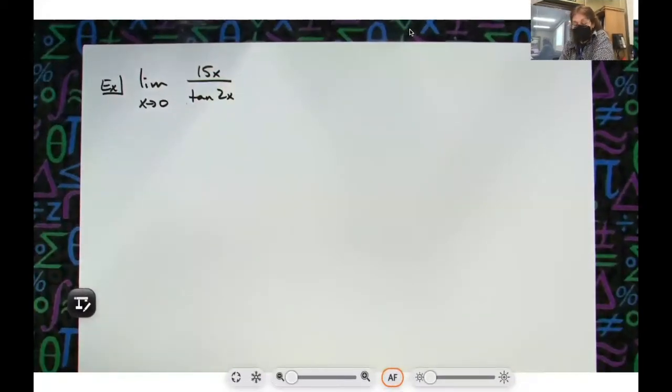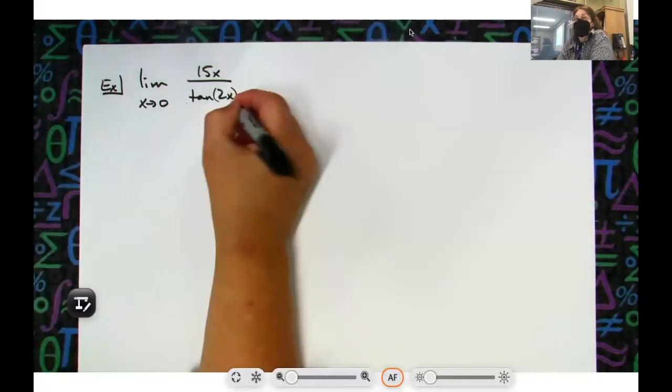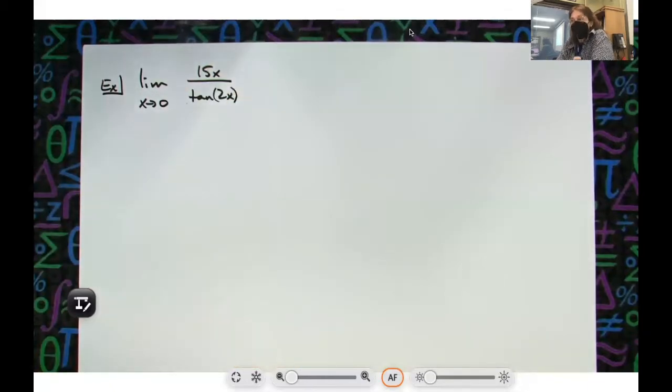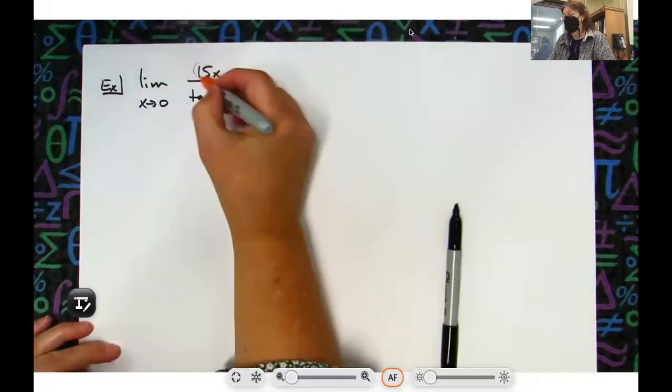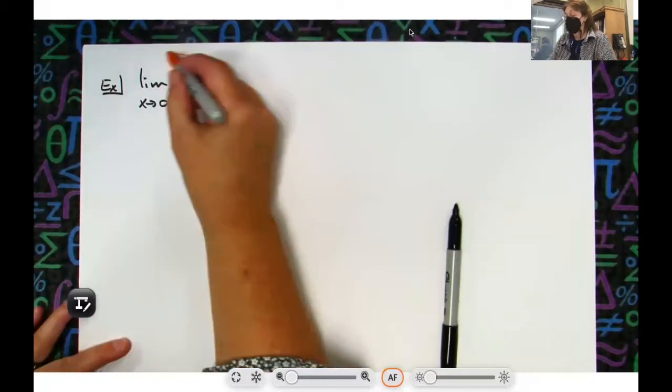Again, when I write tangent 2x, I generally don't put the set of parentheses around it. I don't do that, but you're taking the tangent of 2x, so that all goes together. All right, so for starters, I got that coefficient of 15, right? So can I get rid of the 15 and pull it out in front of my limit? That's a coefficient, so I can pull it out in front.